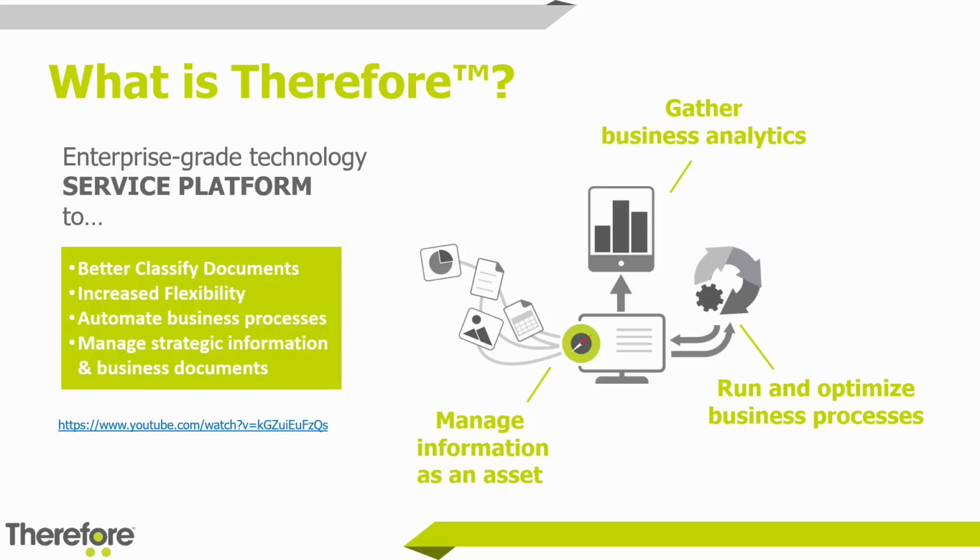Well, if you look at the graphic we have prepared for you here, there are three major functions of Therefore software that we use in general to achieve these goals. So these are first, managing information as an asset, second, running and optimizing business processes, and finally, gathering business analytics. But what exactly do these three points mean? Let's start with managing information as an asset.